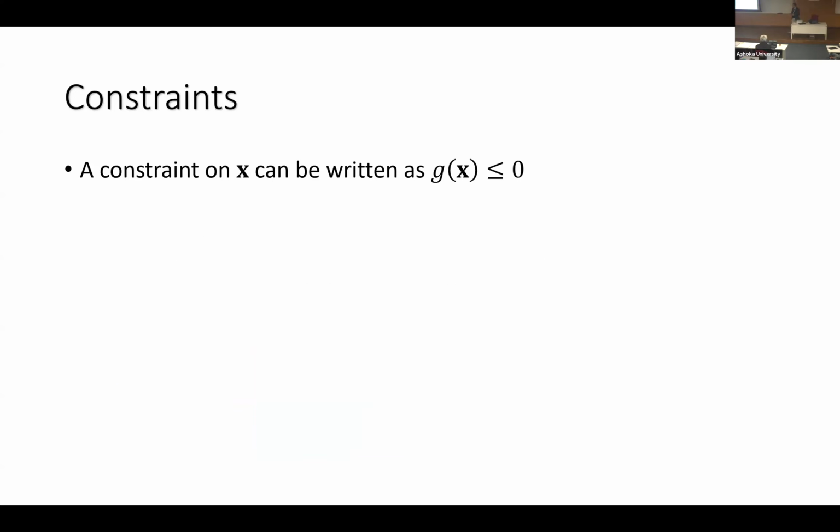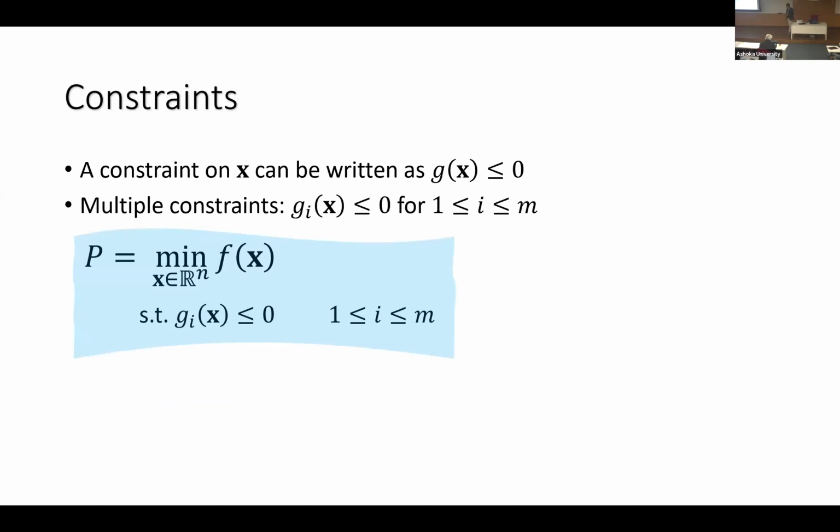Okay, so a constraint can be written as g(x) less than or equal to 0. So some function has to be less than or equal to 0 or greater than or equal to 0, something like that. Equal to 0 is also another possibility. If you have multiple constraints, then you can put all of them together. So this would be a general form of an inequality constrained optimization problem. Similarly, you could have equality constraints. And s.t. I have written stands for such that.